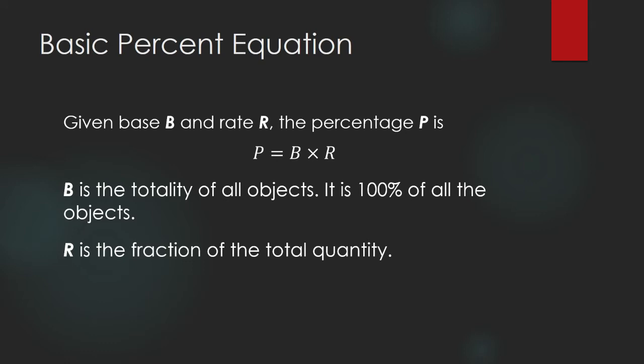So R is given in fraction form, or it can be given in decimal form, but often in business-related problems, it is written in percent form. So when you see a sentence that has the percent symbol, you are looking at R, the rate. And P is the percentage.